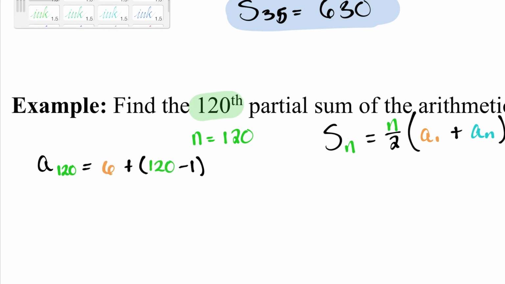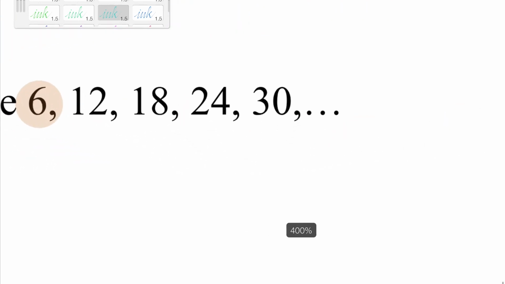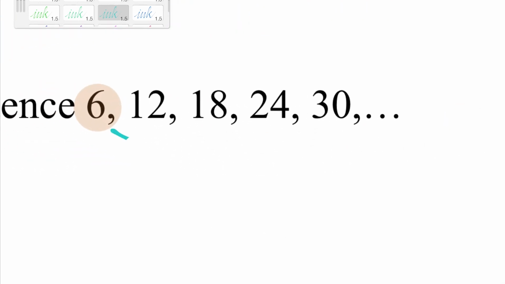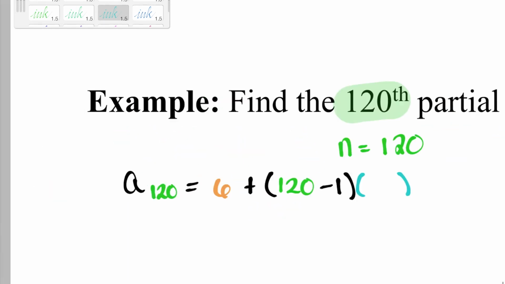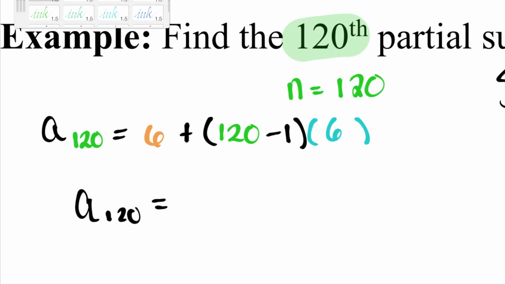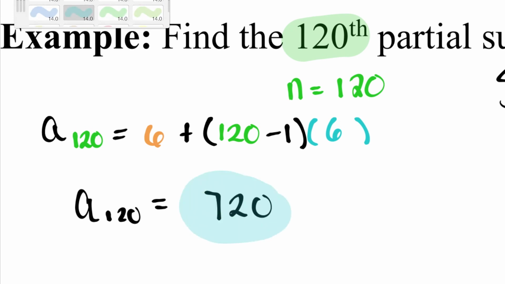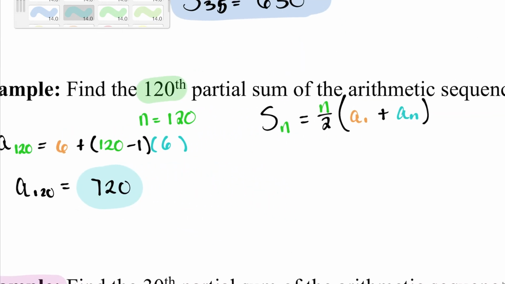Oh, and I've gotten to the point where I have to multiply by my common difference, and I do not know what it is. So going back here, I have enough terms that I can figure out the difference going from one to the next. It looks like I am adding 6 every single time, which means that my common difference is going to be 6. So I now know my last term. My 120th term is 720, so I have everything that I need to plug in to find the sum of the 120 terms.